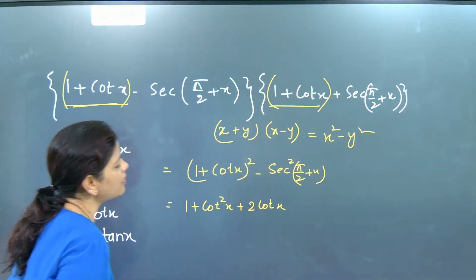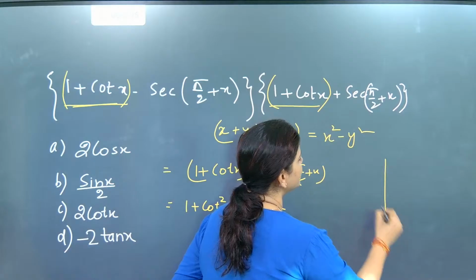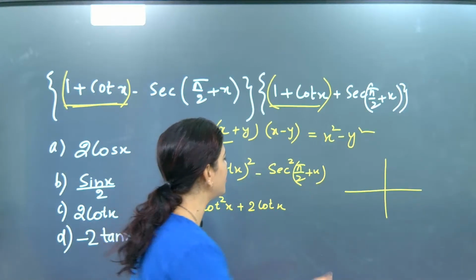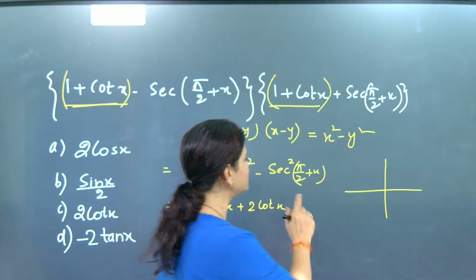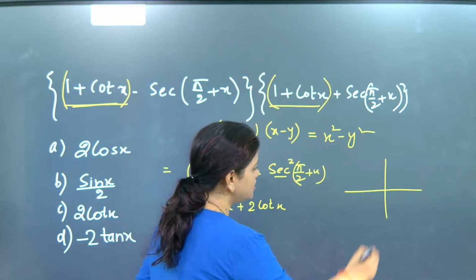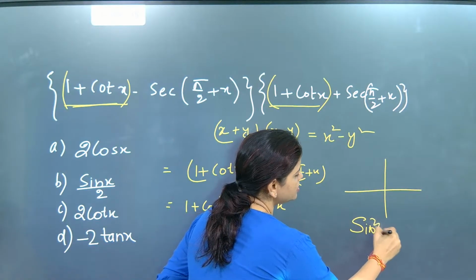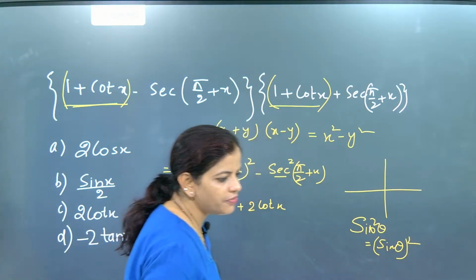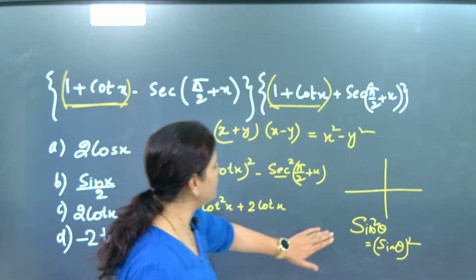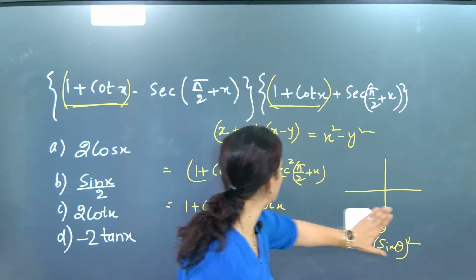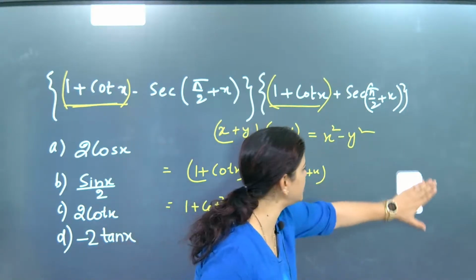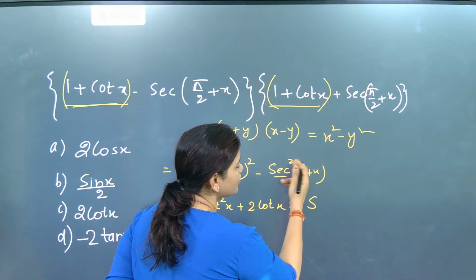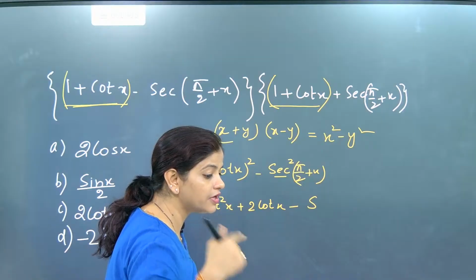Now secant square pi by 2 plus x, beta. Secant will get converted into what, beta? Secant will get converted into cosecant. Okay. So here one very important thing we must remember about that secant part. Whenever somebody writes sine square theta, it is sine theta whole square. So secant square theta will become secant theta whole square. I'm just doing this for explanation. It will be secant square theta. Secant will get converted into cosecant.